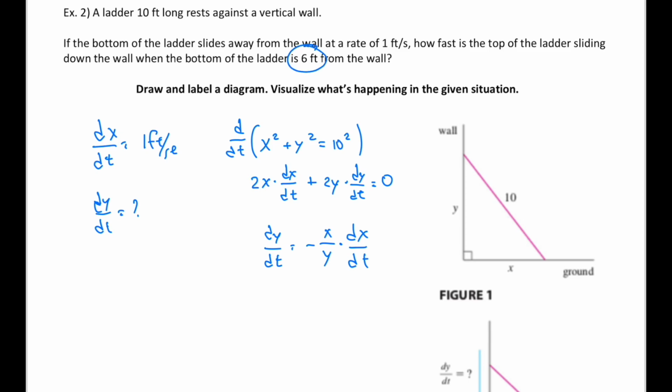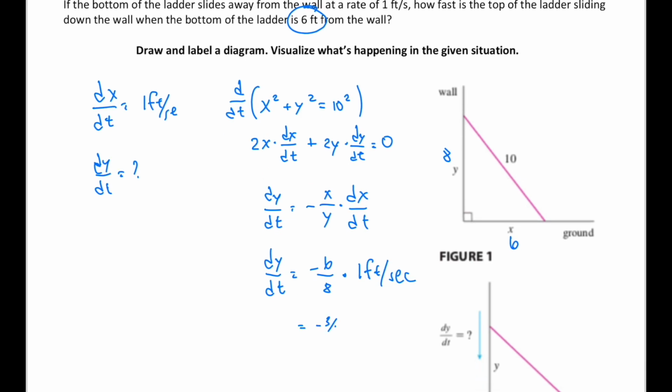Now we know that when x is 6, that's what we're trying to find, how the ladder is changing at that time. Well, that's 6, and the hypotenuse is 10. That missing side, the height at that very instant, is 8 feet. So we've got dy/dt is equal to negative 6 over 8 multiplied by 1 foot per second. So we have negative 3/4 feet per second is the rate at which the height is falling. And it's negative. It makes sense because it's falling down. It's dropping down the wall.